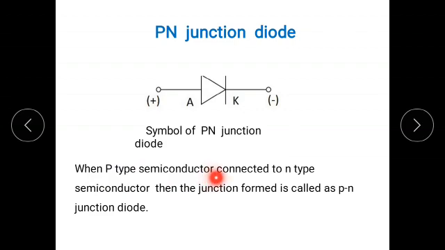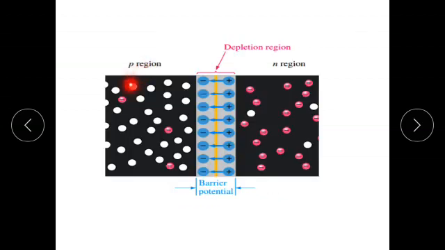When P-type semiconductor is connected to N-type semiconductor, then the junction formed is called a PN junction diode. See here, when P-type and N-type semiconductors are joined, that is called a PN junction diode. When we observe that the P-type semiconductor is connected to the N-type semiconductor, in the P-type semiconductor a number of positive charges, that is holes, are created. In N-type there are a number of electrons, that means negative charges. And when they are joined together, then a depletion region is created.